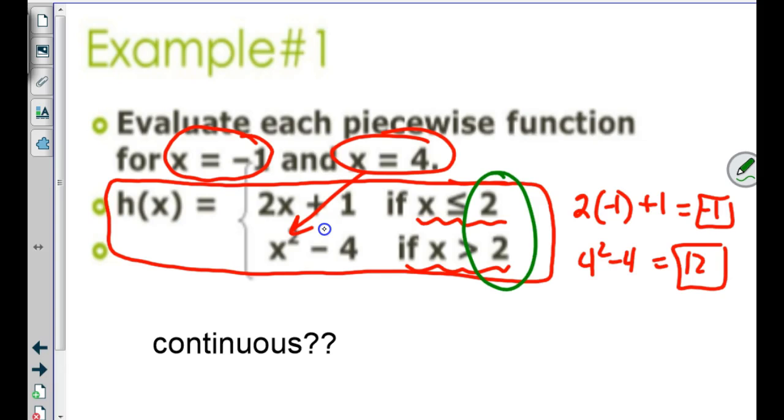Or does it jump? Does that make sense? So if I put a 2 in the top one, I'd get out 5. So that would be a solid circle because of this or equal to. We'll talk more about that today. If I put a 2 in the bottom one, I'd get out what? 0. So is it continuous? Do they meet up? No, it's discontinuous at that spot. There's some kind of a jump.